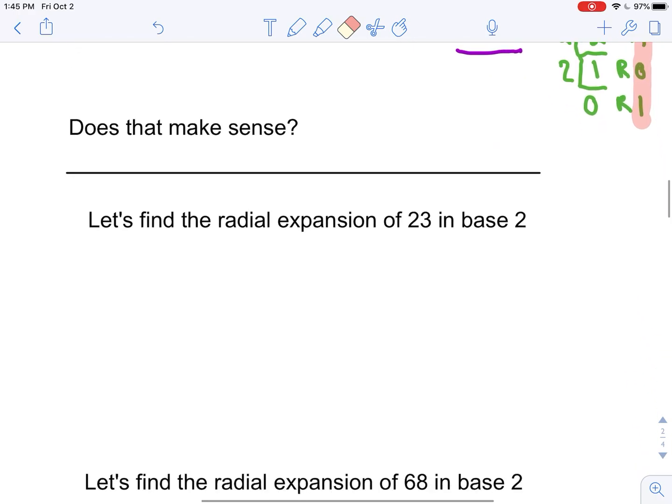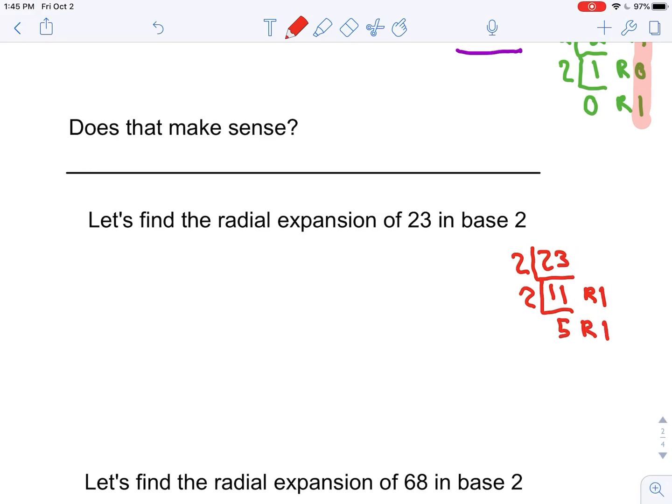All right, so let's try it now with 23. Again, as I look at this, I may get a little concerned about where to start, and that's okay. Just take 23 and divide it by 2. 2 into 23 goes 11 times, with a remainder of 1. I'll divide that by 2, and 2 goes into 11 5 times, again with a remainder of 1.